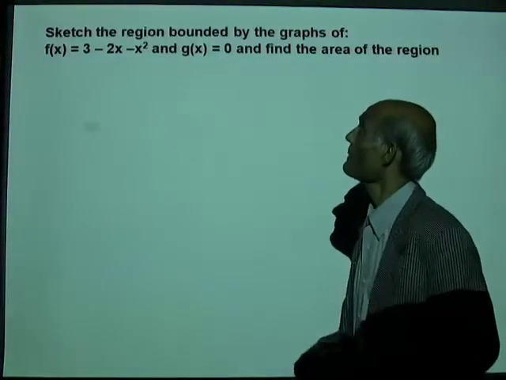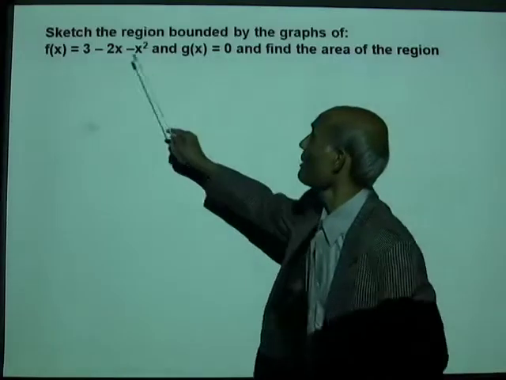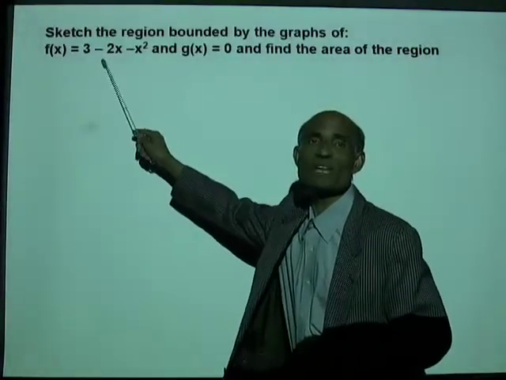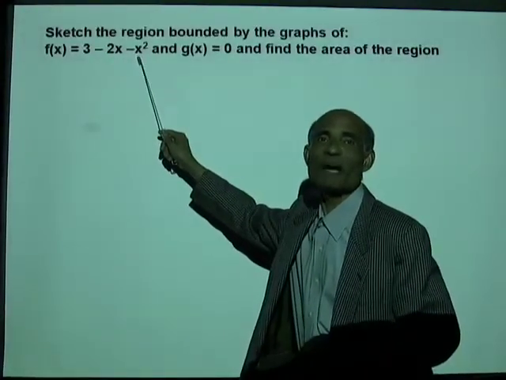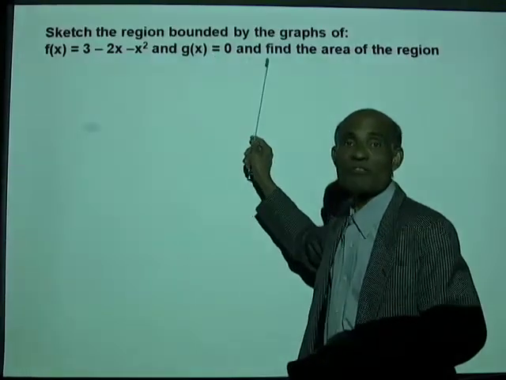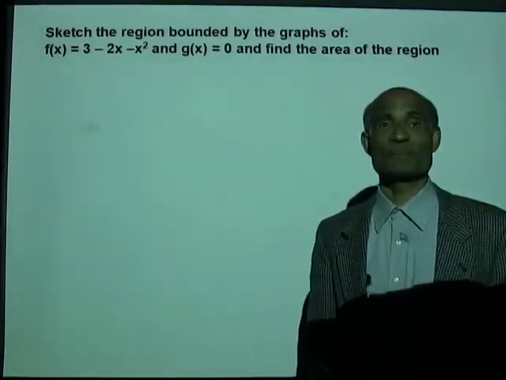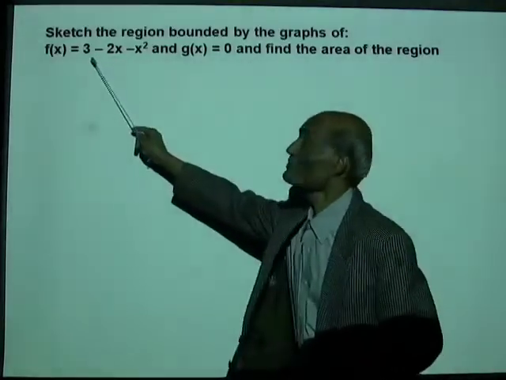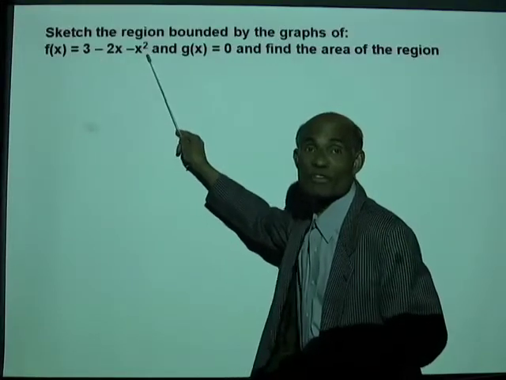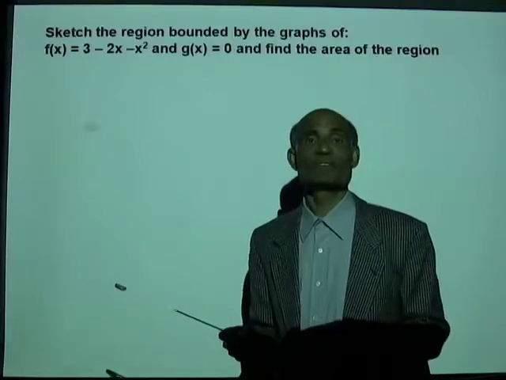Alright, let's do this one now. Sketch the region bounded by the graphs of f of x equal to 3 minus 2x minus x squared and g of x equal to 0 and find the area of this region. Well, first of all, f of x is this function. G of x equal to 0 means the x-axis.